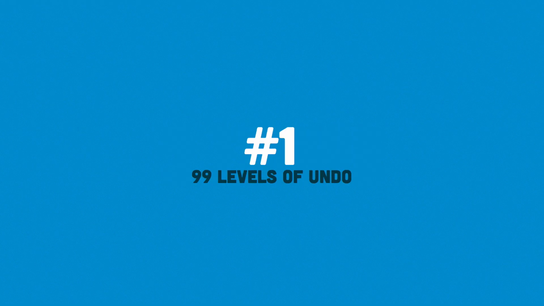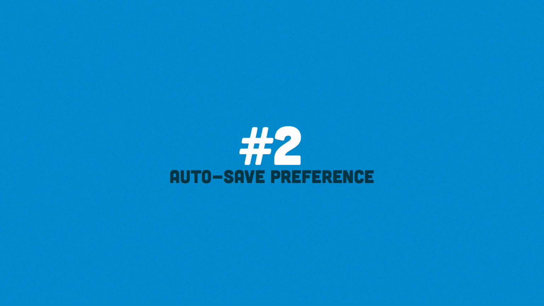Number 1, 99 levels of undo. Yeah, I just don't know what to say about this because it's so awesome. And I think it's more levels of undo than in any other Adobe software that I can think of, right? So you can go ahead and make tons of mistakes knowing that you can undo that 99 times before you run out of undos, okay? So that's good news. And so is number 2, the autosave preference.